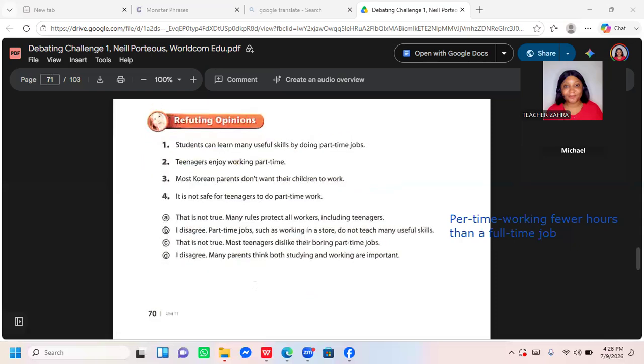Now the refuting opinions. One: Students can learn many useful skills by doing part-time jobs. I disagree. Part-time jobs, such as working in a store, do not teach many useful skills. Two: Teenagers enjoy working part-time. That is not true. More teenagers dislike the boring part-time jobs.